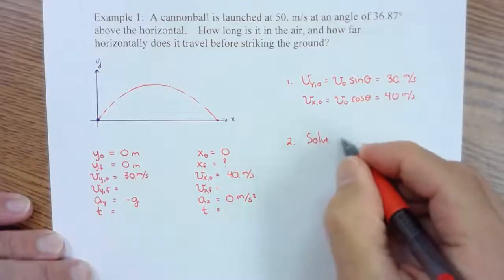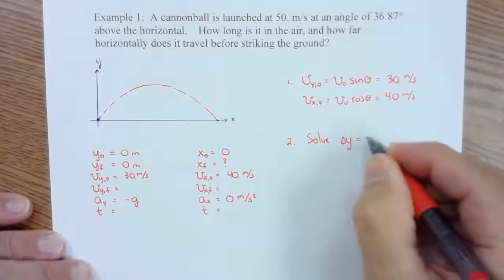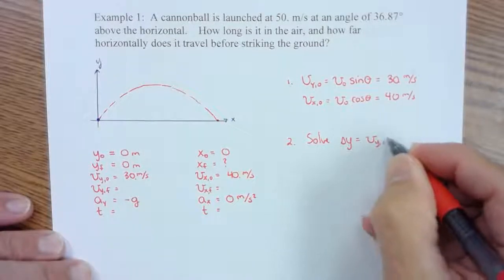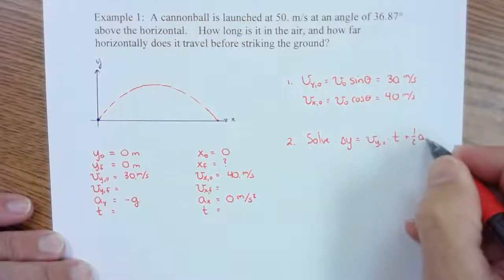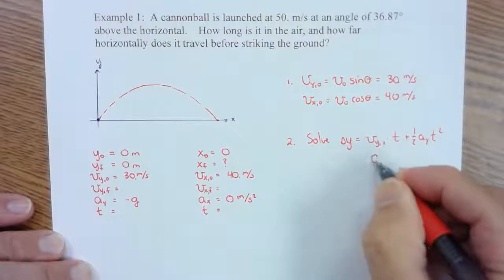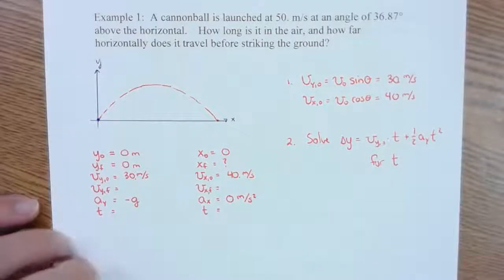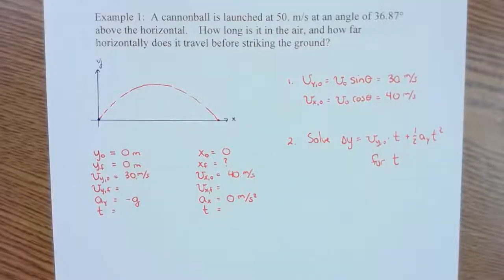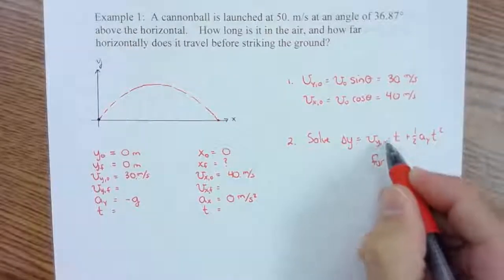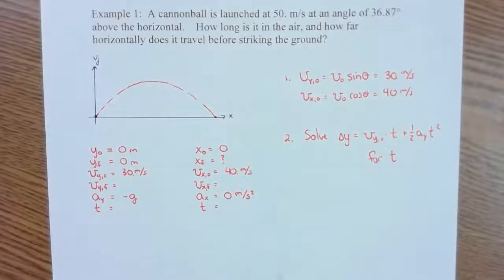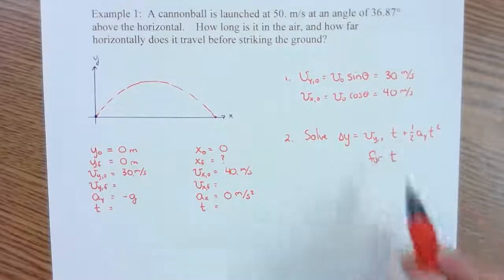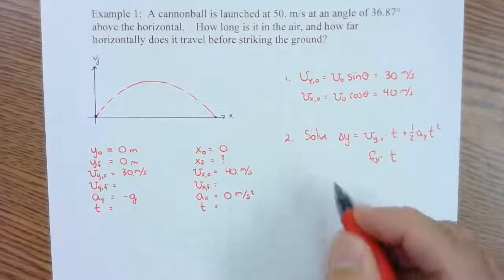So I'm going to solve this equation: delta y equals the initial velocity in the y direction times the time, plus 1/2 the acceleration in the y direction times the time squared. I've got to solve that for time t. Now, this isn't quite as easy as a horizontally launched projectile, because this term right here is not 0. And because it's not 0, we're going to have to use the quadratic equation, or if you're tricky, you can solve it by factoring, in order to find t.